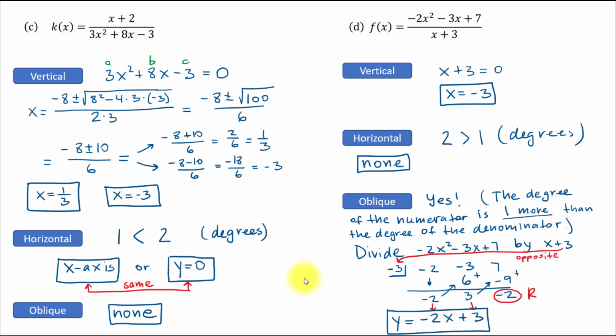And now, after we practiced identifying asymptotes of a rational function, we're ready to graph. You'll see that in the next video.